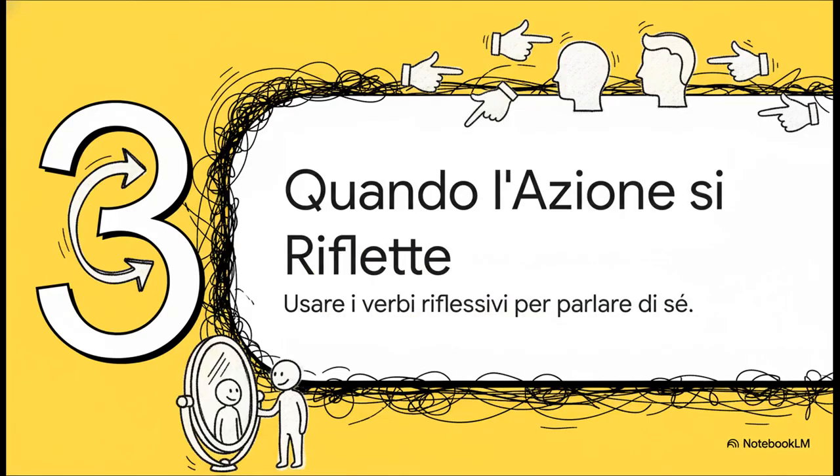Okay, so everything we've talked about so far involves the action of the verb going outward, right? Someone dances, someone takes a bus, someone washes a car. But what happens when the action is directed back at the person doing it? Well, that's where this really cool category of verbs called reflexive verbs comes into play.